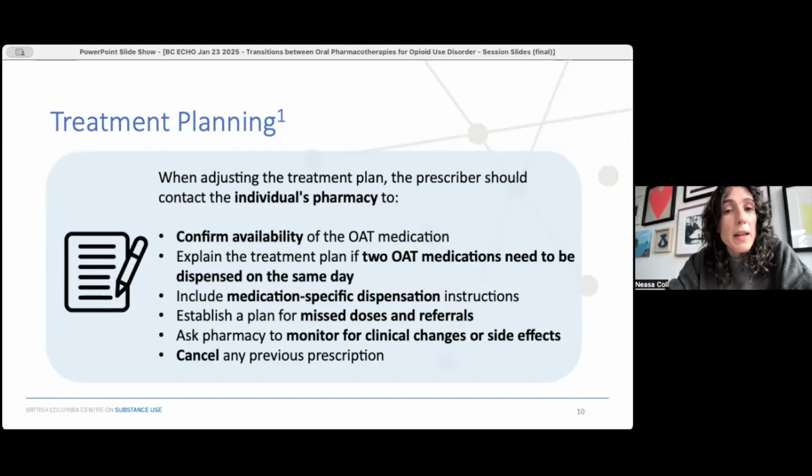Make sure there's a clear plan with your patient and the pharmacy for missed doses, and maybe remind your pharmacy to monitor that individual that they're seeing daily for any clinical changes or side effects that they've noticed. And of course, make sure that your previous prescription has been canceled.